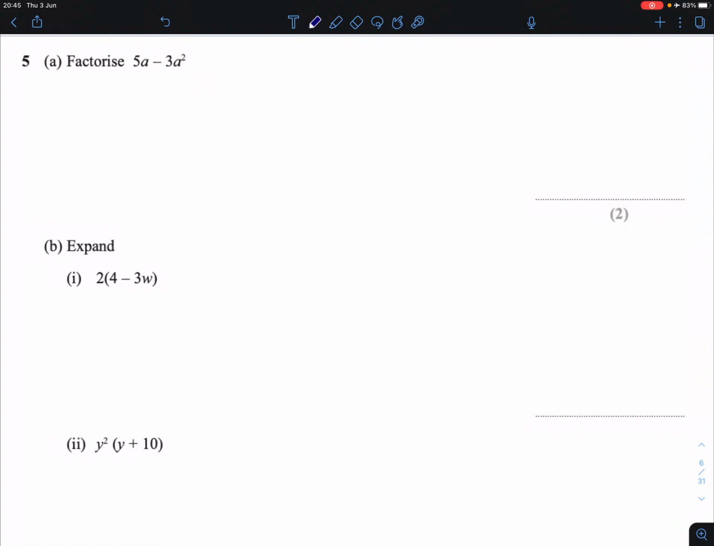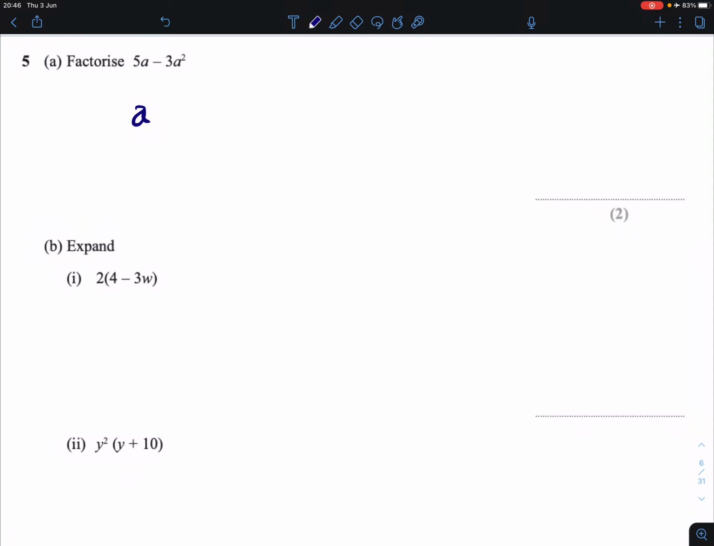Question 5a. Factorise 5a, take away 3a squared. So first step of factorising, we want to see if these have anything in common that they can both be divided by. So the fact that they both have a's in it means straight away you know you can divide it by a. And the fact that there's only one a in that first term means that a is the only thing that is going to come out as a common factor as far as letters go.